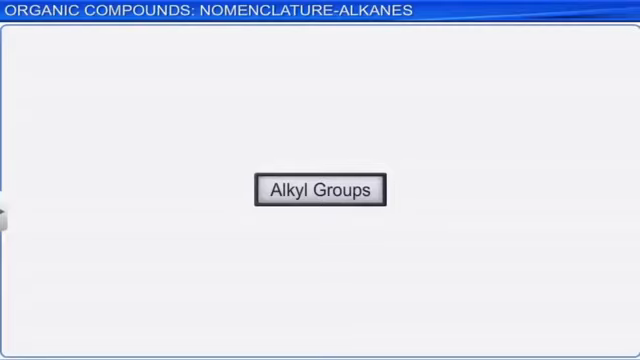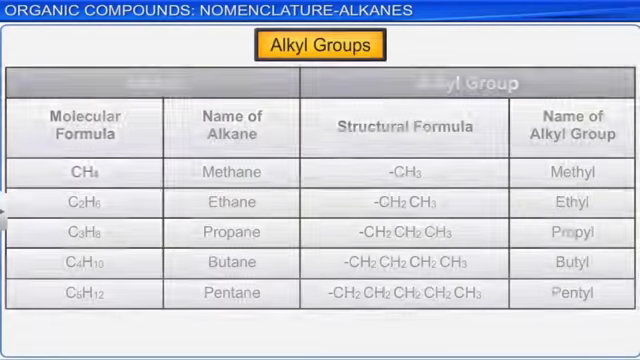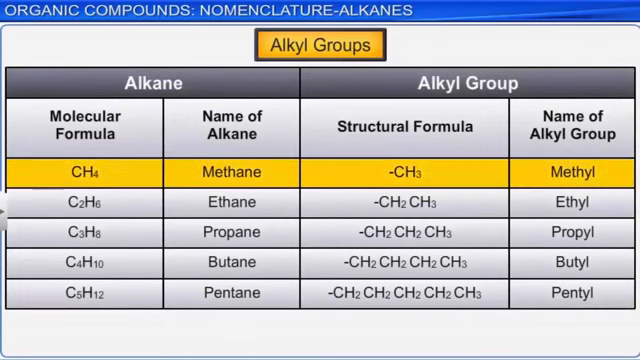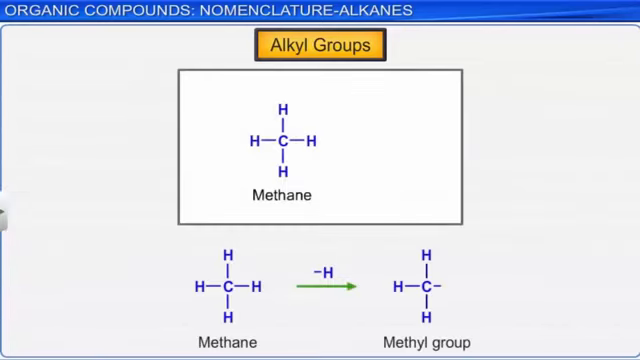Let us briefly study about the alkyl groups. The group which consists of 1 hydrogen atom less than an alkane is called an alkyl group. For example, if 1 hydrogen atom is removed from methane, that is CH4, we get the alkyl group CH3. An alkyl group is named by replacing the ane in the name with yl. Thus, the name of alkyl group of methane will be methyl.